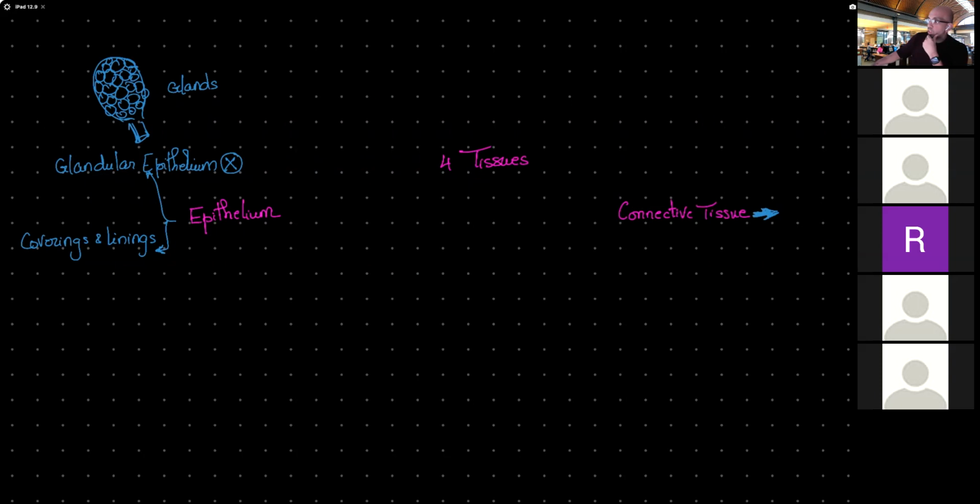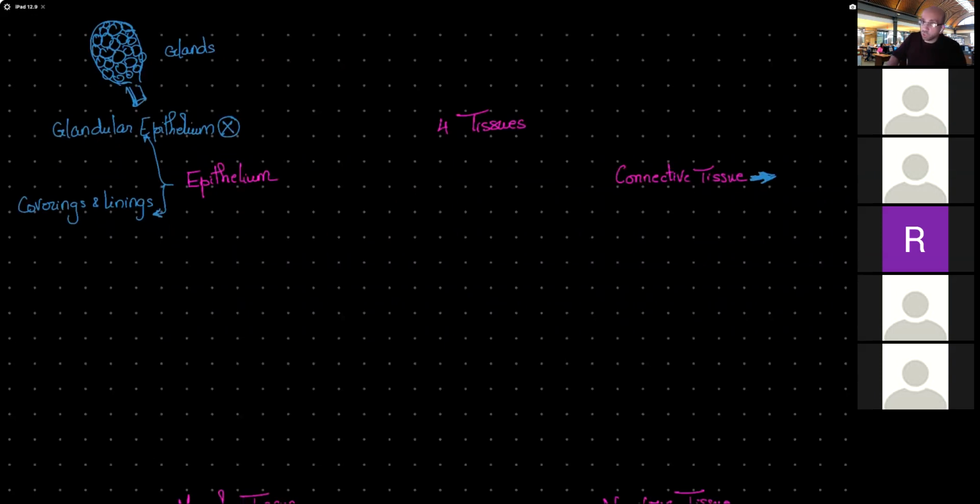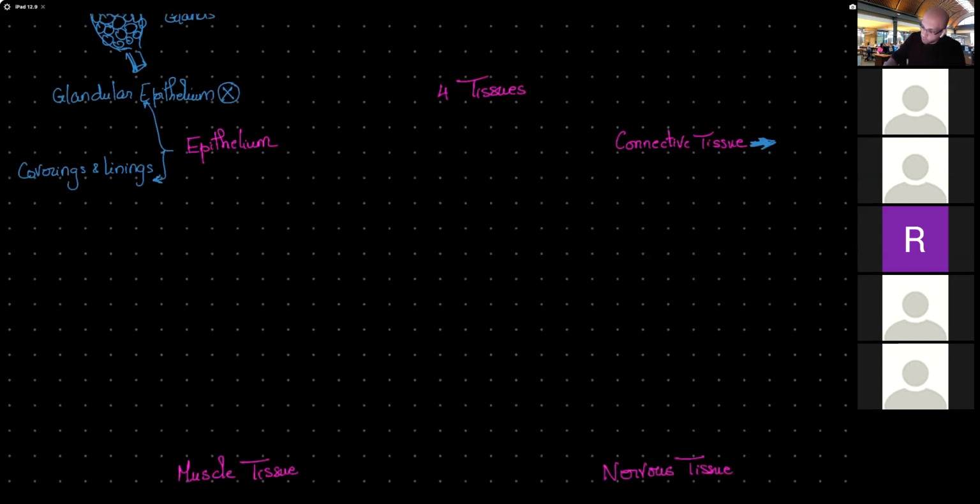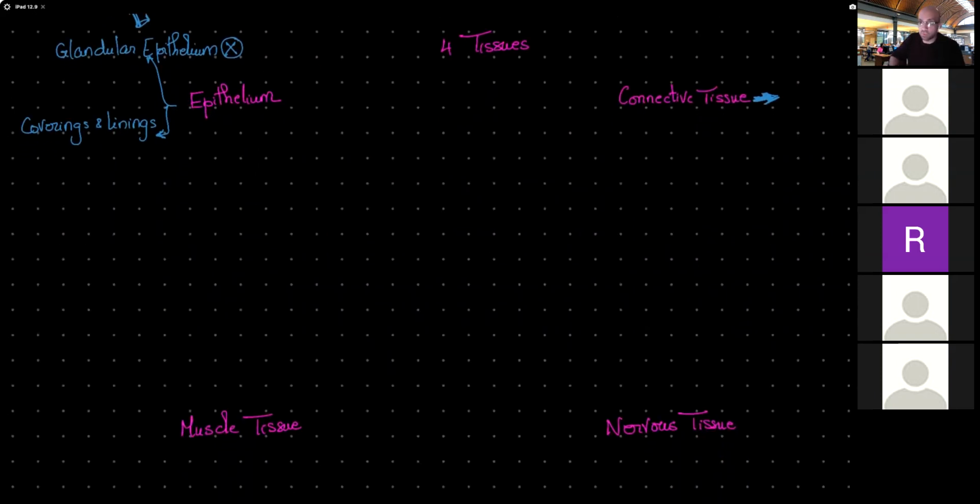From its name, what do you think is a primary function? Connecting the other tissues to one another. Exactly. We're going to have many functions of the different types of connective tissue, but the general function of the connective tissue is that it attaches, it connects the other three types to one another.